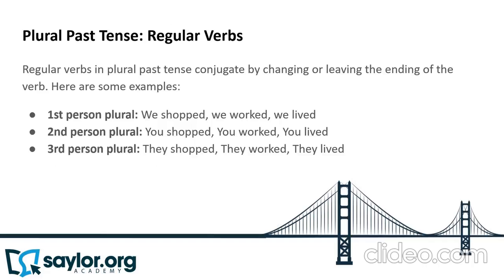Plural past tense. Regular verbs. Regular verbs in plural past tense conjugate by changing or leaving the ending of the verb. Here are some examples. First person plural: We shopped. We worked. We lived. Second person plural: You shopped. You worked. You lived. Third person plural: They shopped. They worked. They lived.